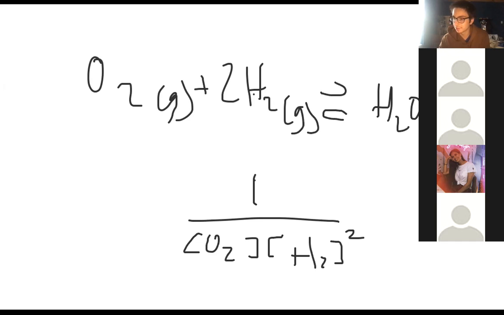So let's jump to 213, these practice exercises, and let's try a couple of them. Let's look at number 1. What it wants us to find is to give the KC expression and determine its value for the given reactions on page 213, under the stated conditions.